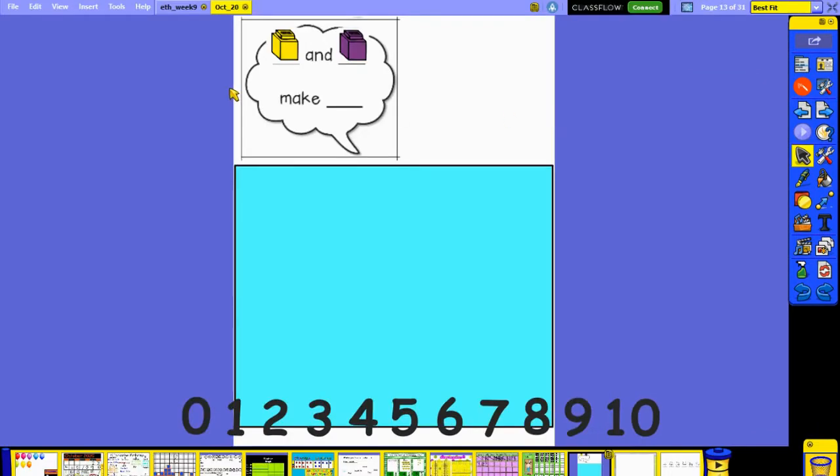All right, chickadees, let's get ready to do some math. Okay, so we're going to find the total, just like we've been working on. I'll give you some yellow cubes and some purple cubes, and we will find the total and read the number sentence here.